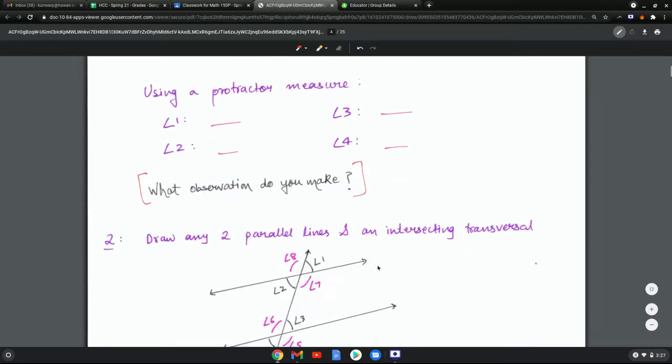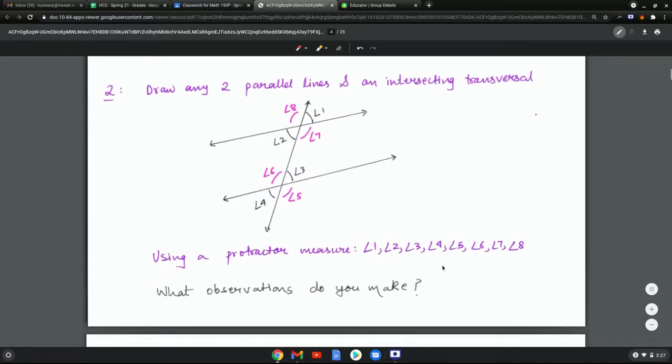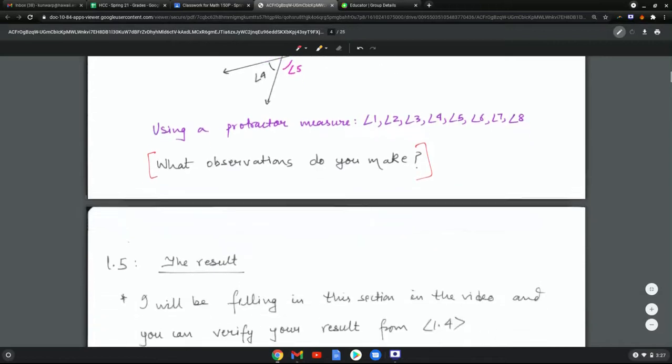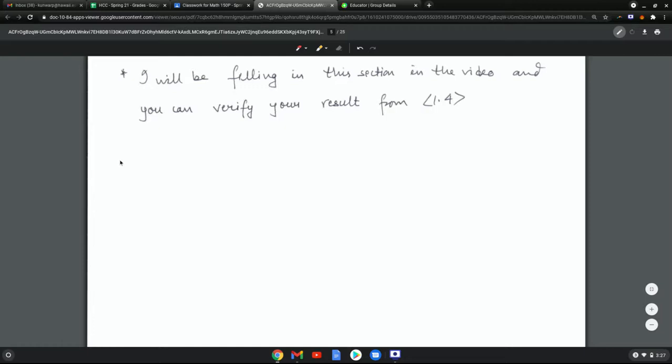In the second one, you draw two parallel lines and a transversal. And then when you do that, you notice four angles formed on each end, giving you a total of 8 angles. Again, using a protractor, measure these angles and what observations do you make? At this point, you may pause the video and go ahead with the activity because I'm going to tell you the result.